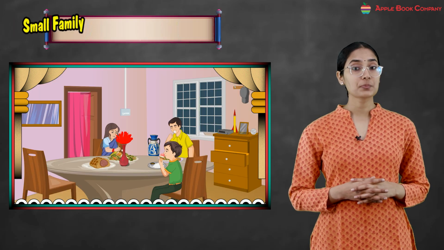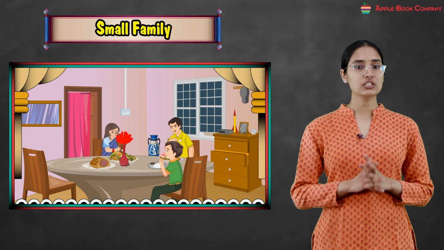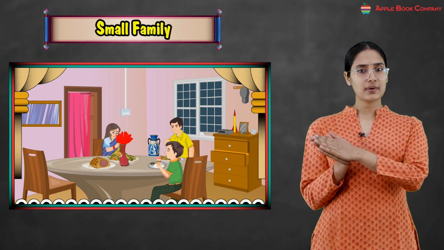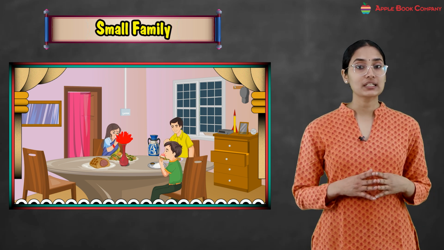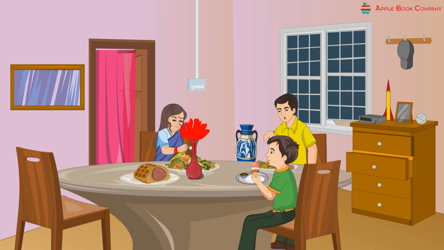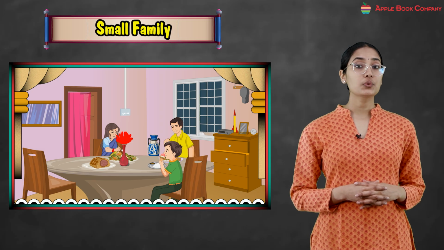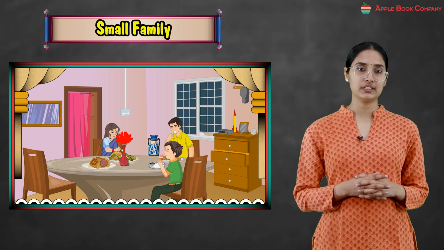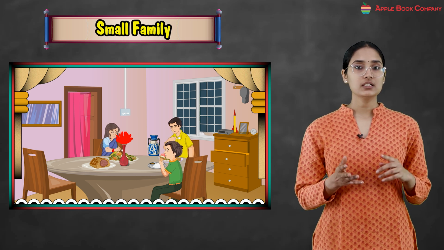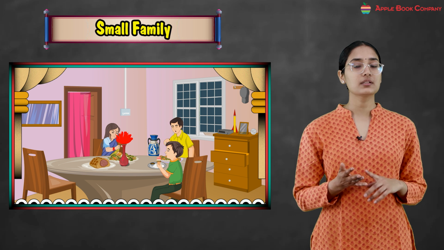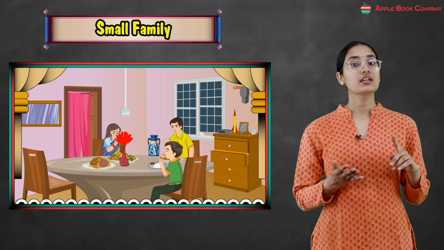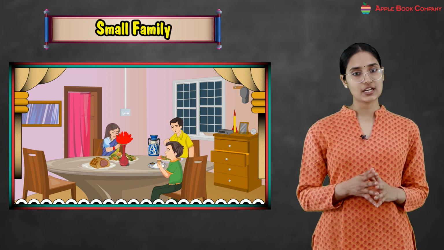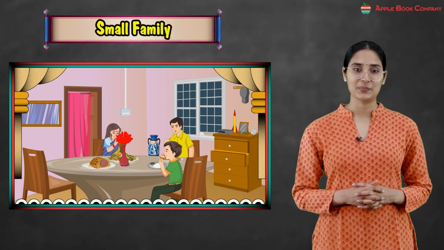So what is a small family? Have you ever seen a small family in the park or somewhere else? Kids, in a small family, parents and one or more of their children live together, right? It is called a nuclear family. A nuclear family has 3 to 4 members only: the parents, that is the mother, the father, and their children, or a single child, right? It's called a nuclear family.